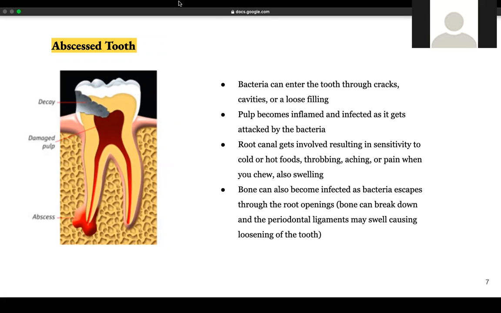If bacteria can further persist down the root canal, it can also ultimately lead to infection of the bone. And as I mentioned, it can do this by escaping through the root openings. And this leads to the bone breaking down, as well as the periodontal ligaments that may swell, causing loosening of the tooth.